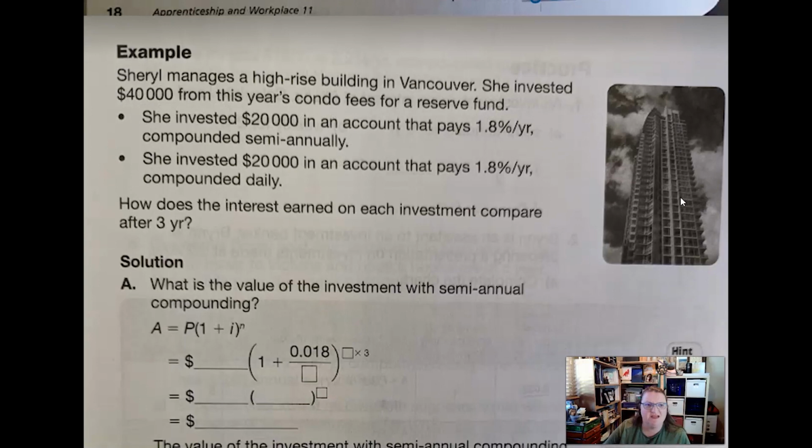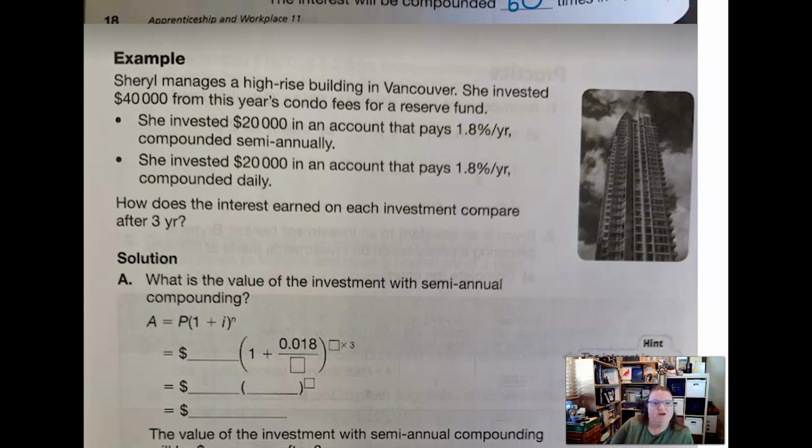And let's work this through in some examples. All right, so Cheryl has a high-rise building in Vancouver. Here are the key points. She's got $40,000 in a reserve fund. She invested 20,000 of it into an account that pays 1.8% per year compounded semi-annually. And the other $20,000 goes into an account with the same 1.8% per year, but this time it's compounded daily. So the only difference in these two things is how many compound periods you've got. How does the interest earned on each investment compare after 3 years?